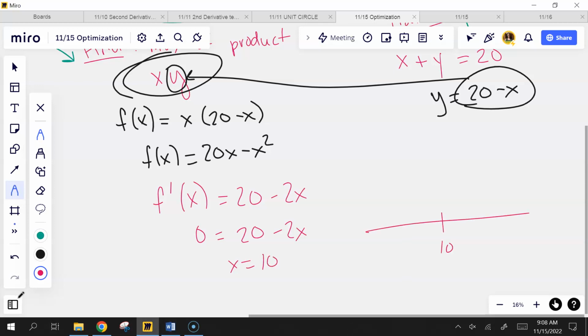Let's hope that's a maximum and not a minimum, right? The sign of the derivative tells me what the function's doing. What's the sign when I'm smaller than 10? Remember, I'm looking at the derivative. So 20 minus 2 times a negative number, positive. What's this? A maximum.